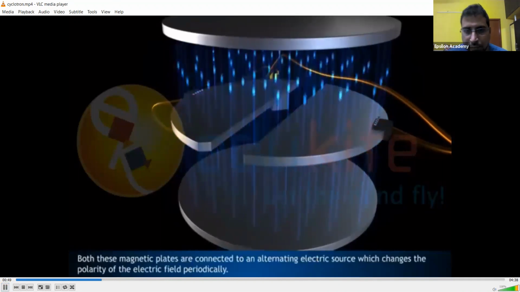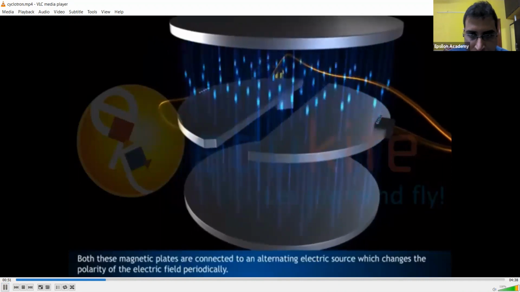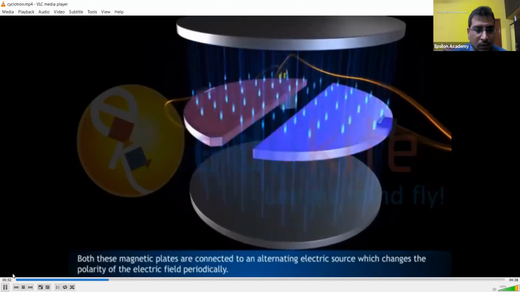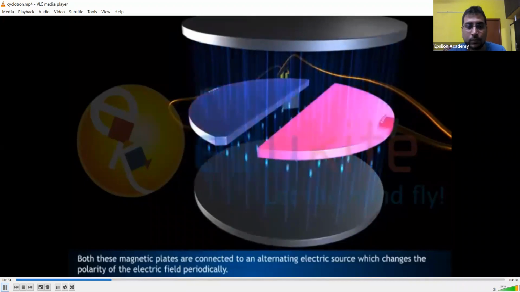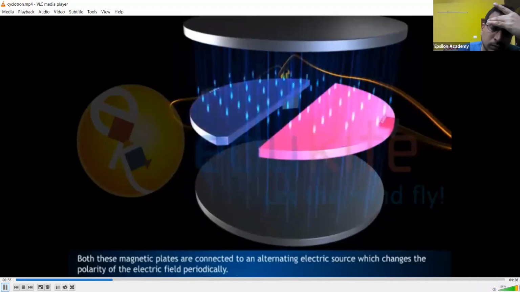Both these metallic plates, not magnetic, are connected to an alternating electric source, which changes the polarity of the electric field periodically. You are able to see one clip here and one clip here. These are the polarities. They are connected like this. And let's see what is going to happen.